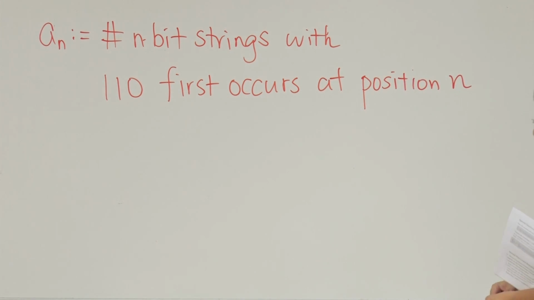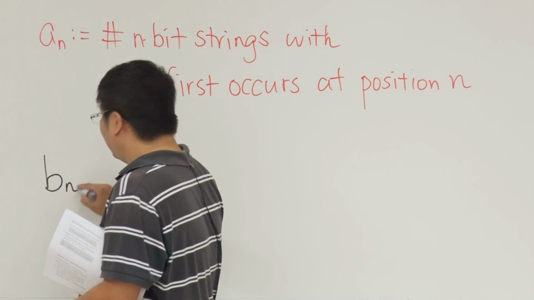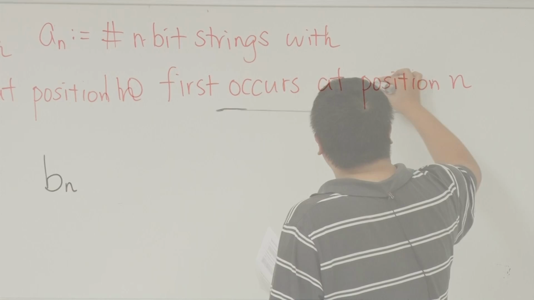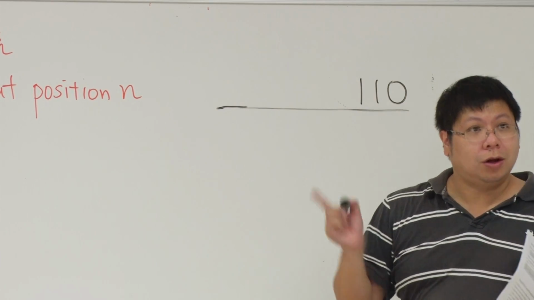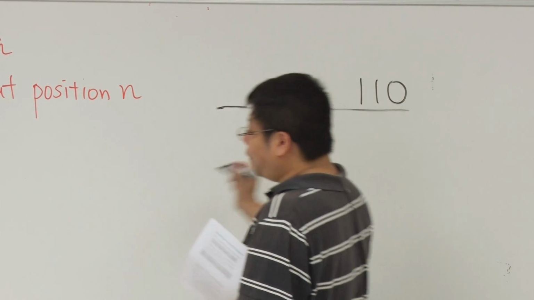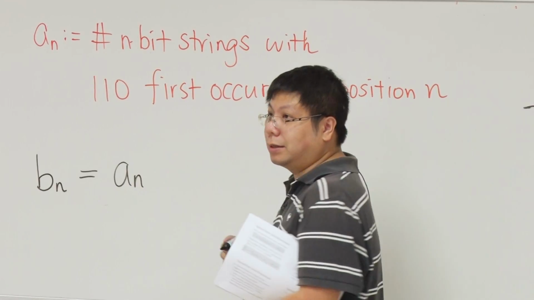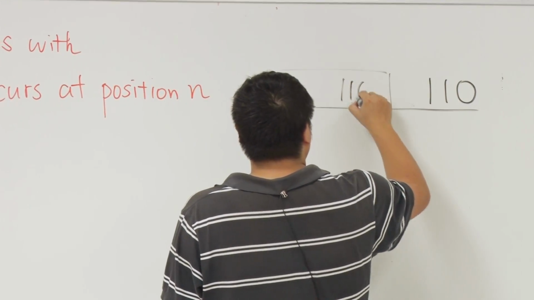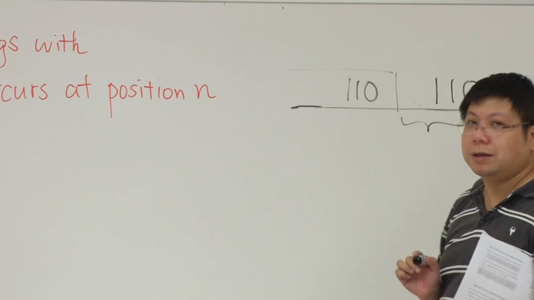Let's take a look at what we have done before. We looked at Bn and saw if we can relate Bn to An or the previous terms. So Bn is counting the case where we have 110 here. Either this 110 is the first occurrence or it is not. If it is the first occurrence, then you will have An to be counted. But if it is not the first occurrence, maybe the first occurrence is somewhere here.